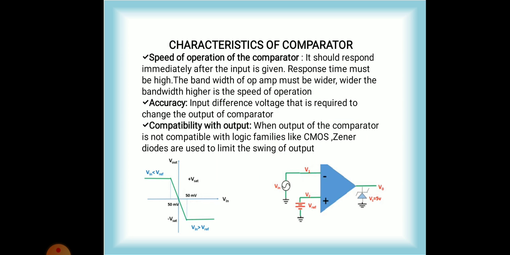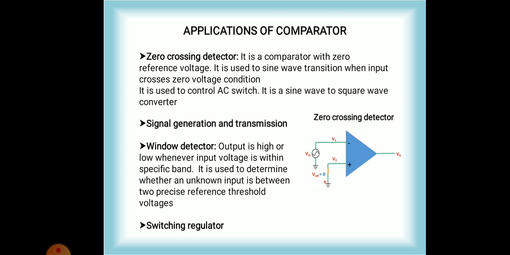Compatibility with output. When output of the comparator is not compatible with logic families like CMOS, TTL, Zener diodes are used to limit the swing of output. In the figure, along with the comparator, Zener diodes are used to limit the swing of output. Now let's see the applications of comparator.